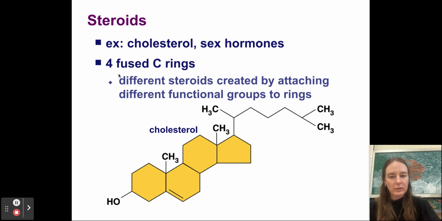What is their structure? So there are 4 fused carbon rings. So here's 1, 2, 3, 4 rings. And they're attached to different functional groups on this end. So if you take this basic structure down here, but you replace this top with different pieces, different functional groups, then you're changing the identity of the steroid.